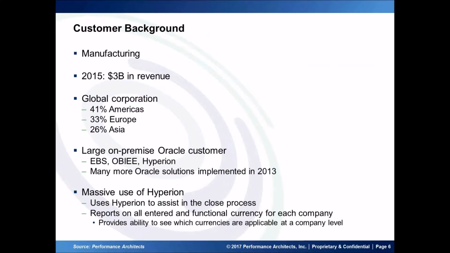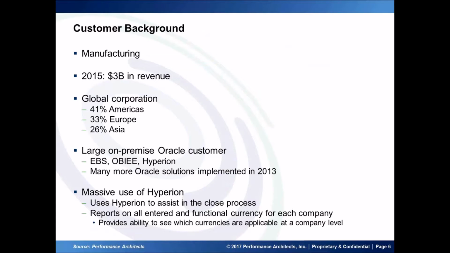So again, as we mentioned before, that manufacturer term. So this is a manufacturing-based client. And just to give some overview on size and distribution base, they are a global manufacturing firm. In 2015, they had approximately $3 billion in revenue. As far as their global division, they're spread out through the Americas, Europe, and Asia, as you can see there. So a fairly even spread, 41% in the Americas most, and then 33 and 26 in Europe and Asia respectively.